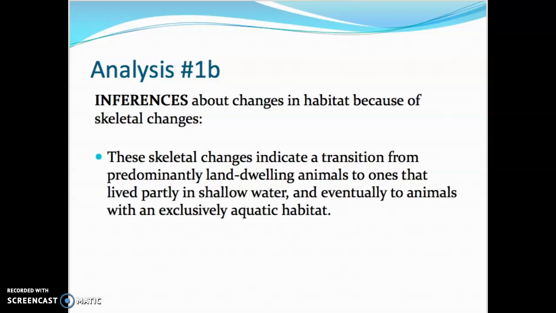And eventually it transitioned to an animal that lived partially in shallow water, and then eventually to animals with an exclusively aquatic habitat. I mean, the fused bones into fins automatically tells you that you have an animal that wouldn't be successful on land. It's going to be better suited to life in the water. So those changes indicate that those are good explanations. Those are good inferences based on the facts that we've collected.